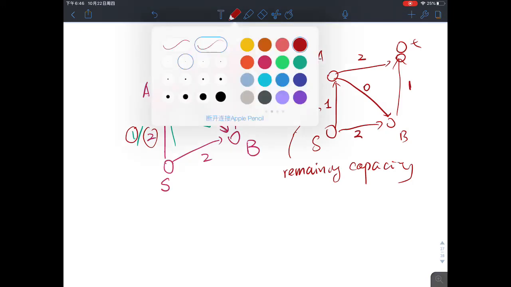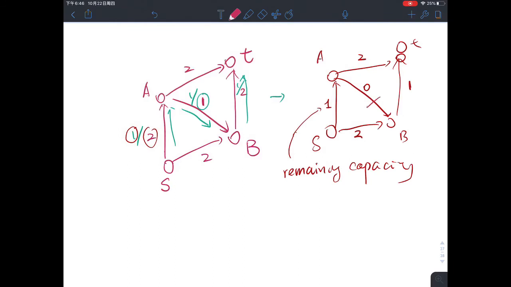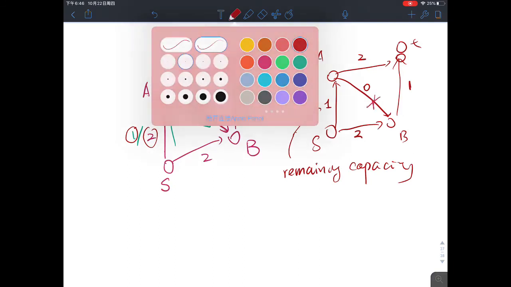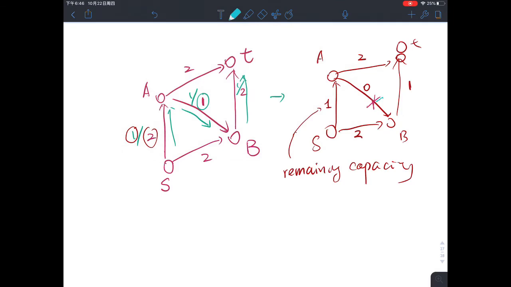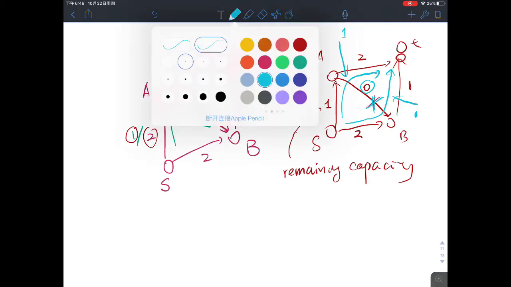So basically we can delete the edge in the middle. Let me change to a different color. This can be deleted because the remaining capacity is 0. Now on top of this network, if we run the greedy algorithm again, what we are going to get is that we push one additional unit of flow over the path from S to B, from B to T, and another unit of additional flow from S to A, from A to T. So at this moment, we are going to have 3 flows.